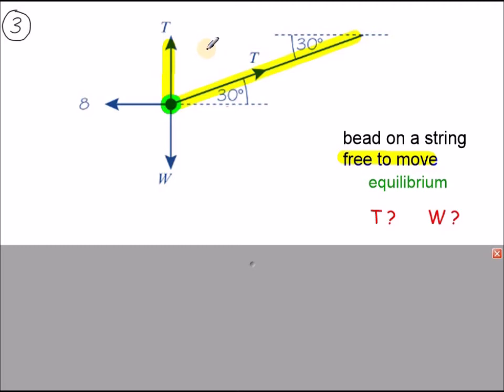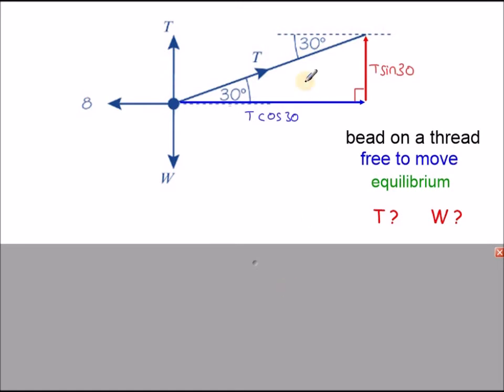The whole system is static, so resultant forces in any direction will be 0. Now we need to resolve forces in the horizontal direction and in the vertical direction, which means this force here needs to be resolved. So this force here will be T cos 30, and this one here T sin 30.